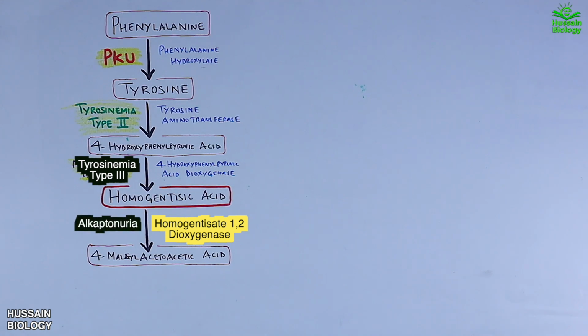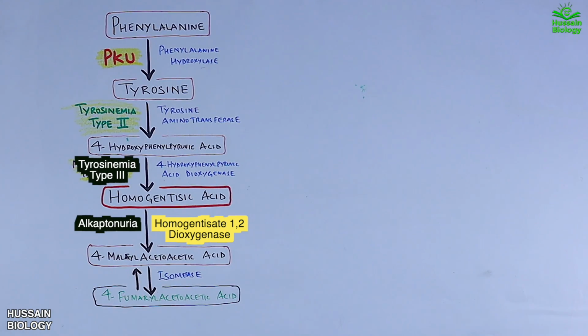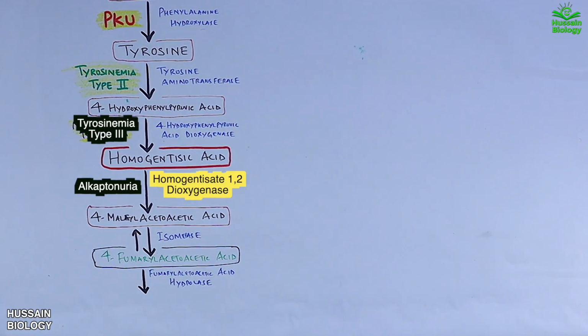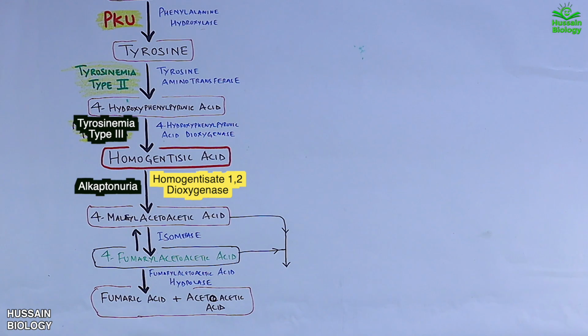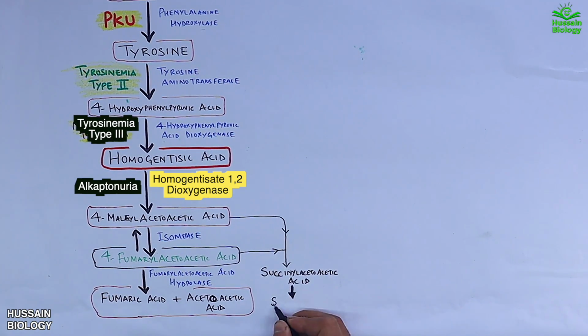Now let's keep this condition as such. Further, let's say all the enzymes are working properly. So from here, 4-maleylacetoacetic acid is converted to 4-fumarylacetoacetic acid by the action of isomerase enzyme. And then this is further converted to fumaric acid and acetoacetic acid by the action of hydrolase enzyme. We also see the branching of this pathway, that's 4-maleylacetoacetic acid plus 4-fumarylacetoacetic acid gives us succinylacetoacetic acid. And later this is converted to succinylacetone.